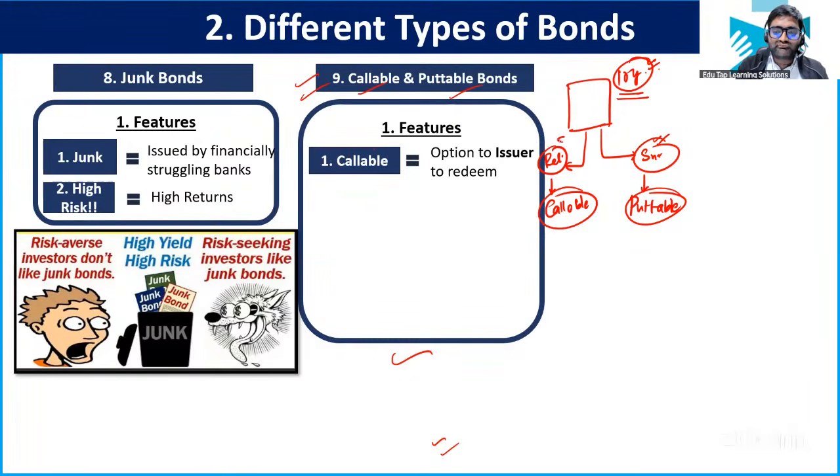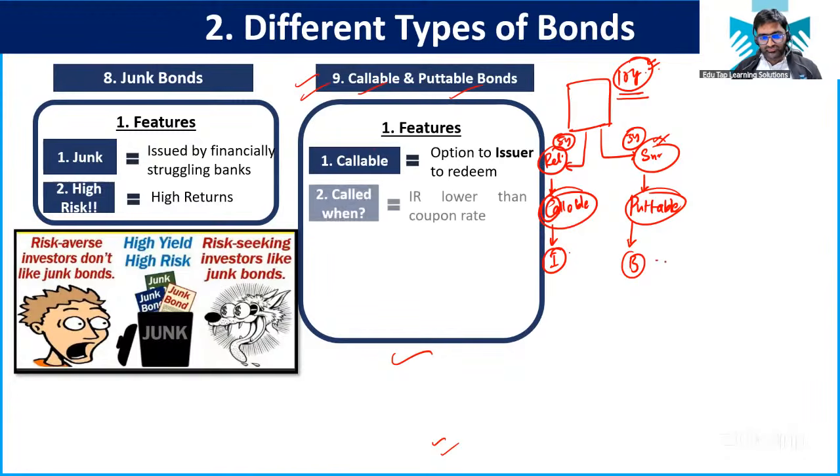But before that, let's say in 5 years Reliance says this, or let's say in 3 years I say that, take back your bond. That is called a callable and puttable bond. Callable is something very much favorable to the issuer, and puttable is very much favorable to the bondholder. So you can remember like that.